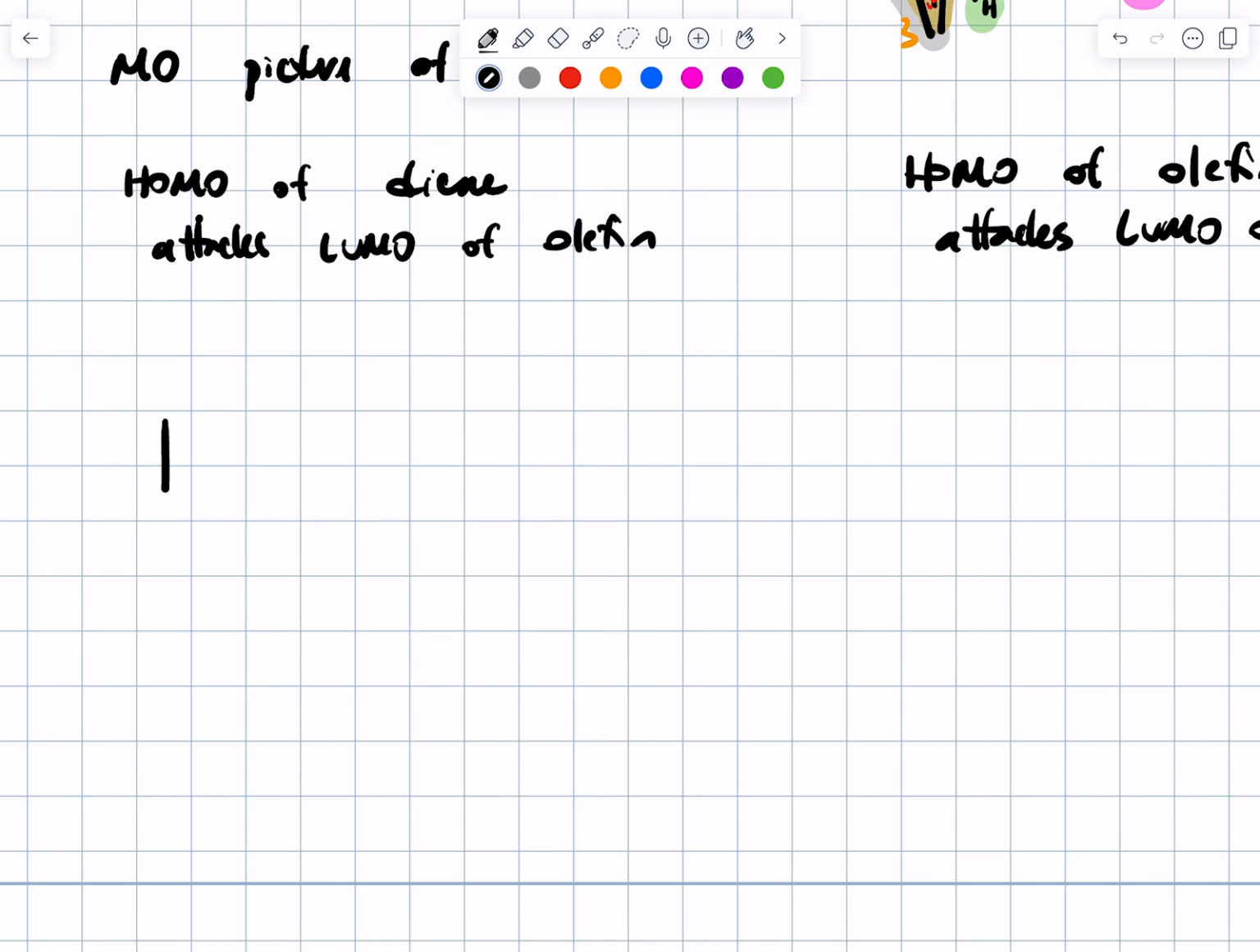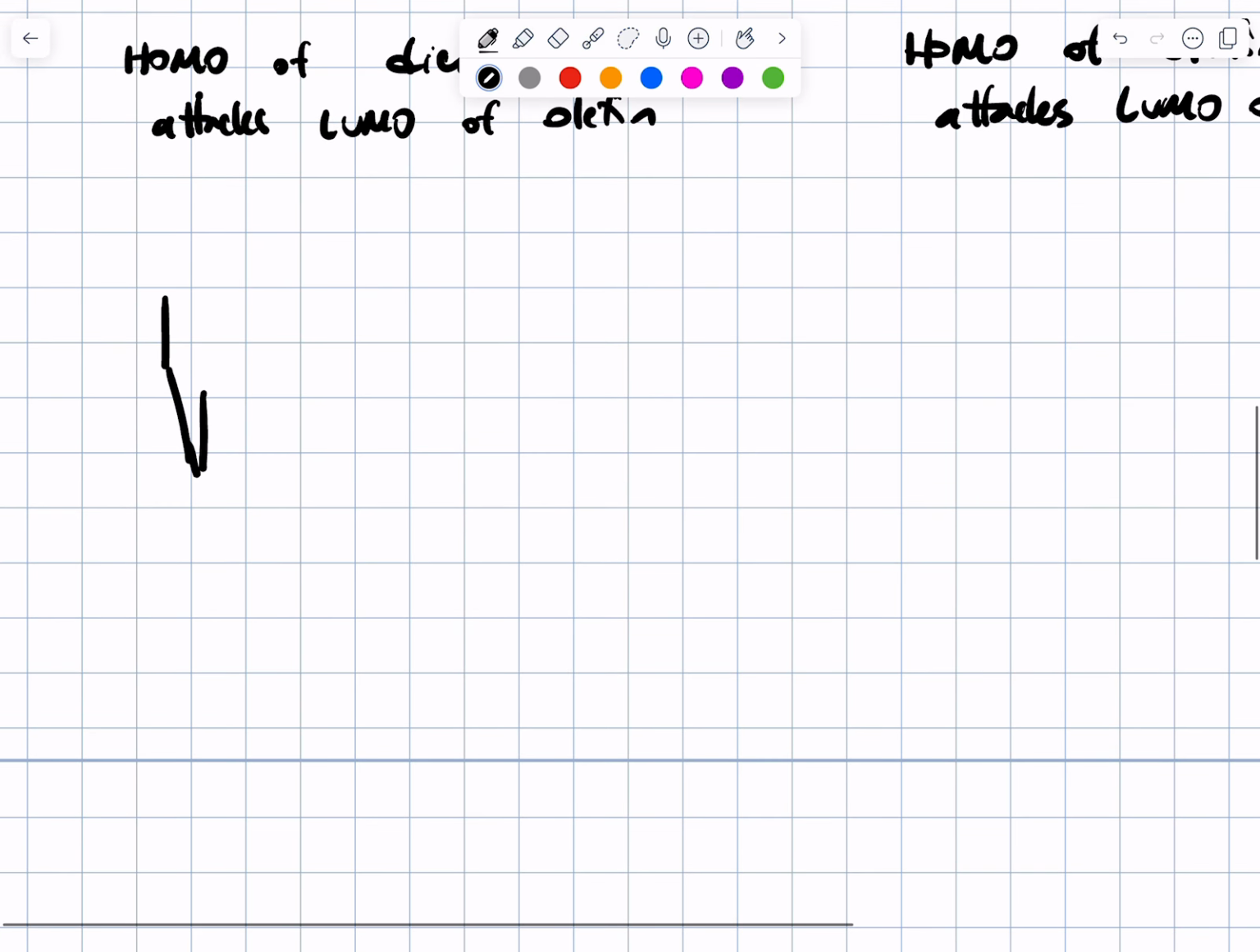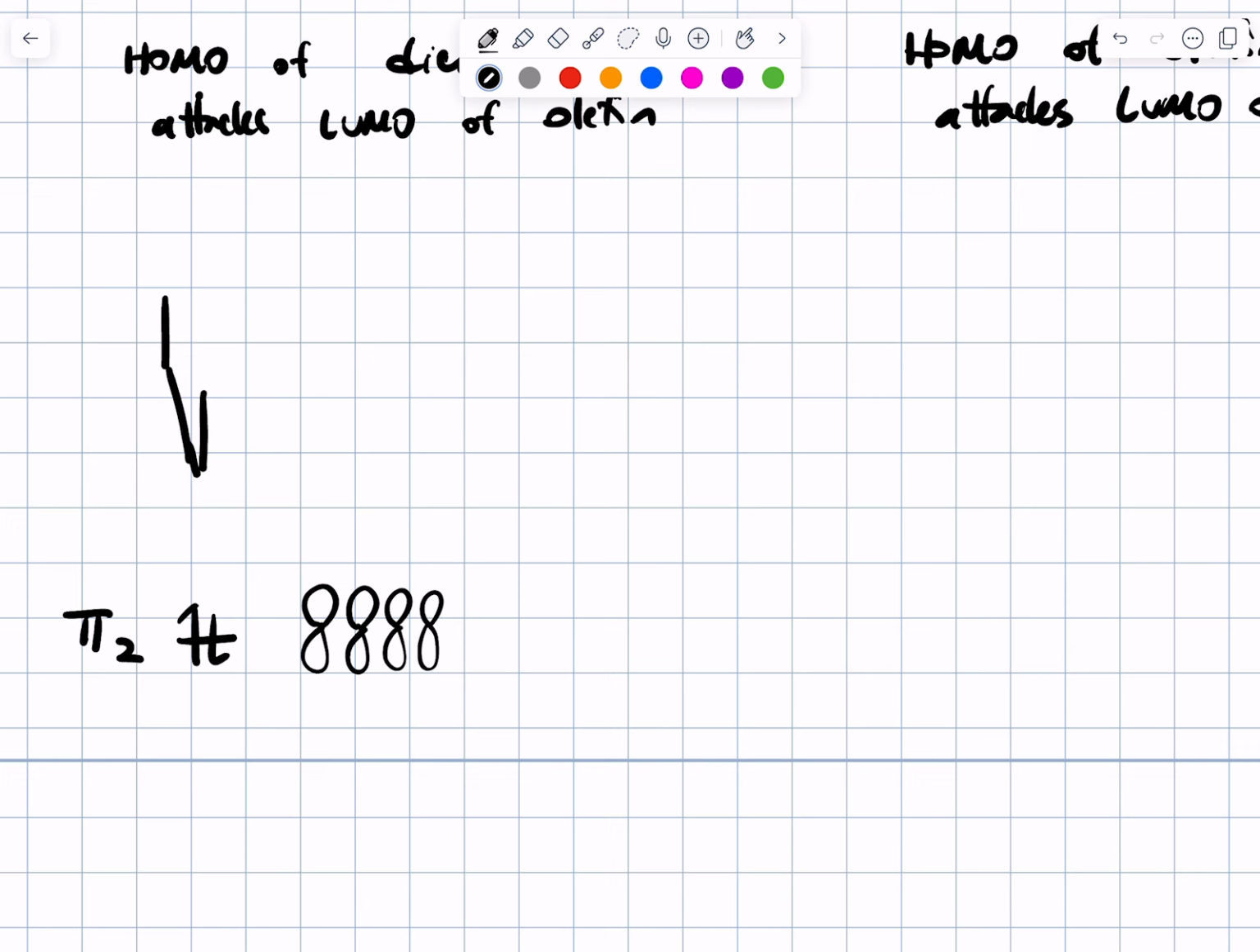Okay, we're going to draw the diene on its side. I'm going to omit any pi bonds to try to keep our drawing simple. The HOMO of the diene, as you recall, is this pi 2 orbital. We talked about this last time. The pi 2 orbital basically looks like this.